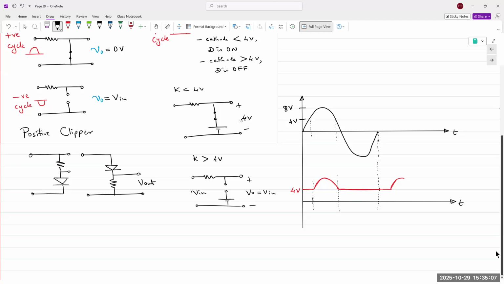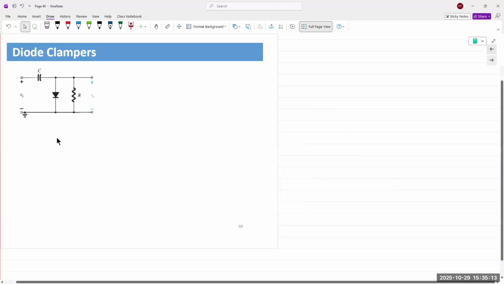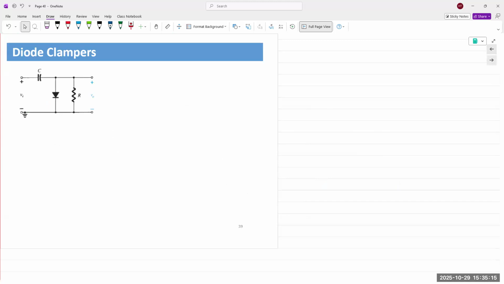All good. Okay. All right, one final is the clamper circuit. So diode clampers. Anyone want to take a crack at explaining this? We can still use the same ideal diode model.